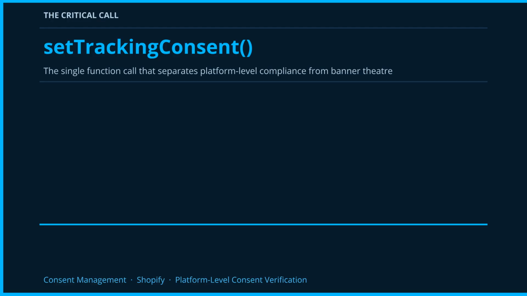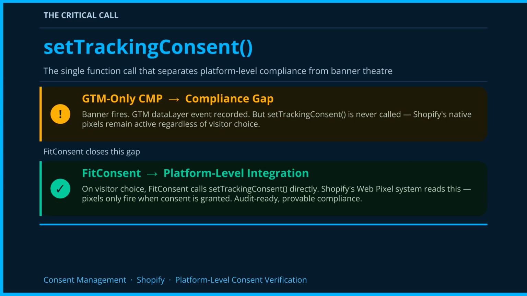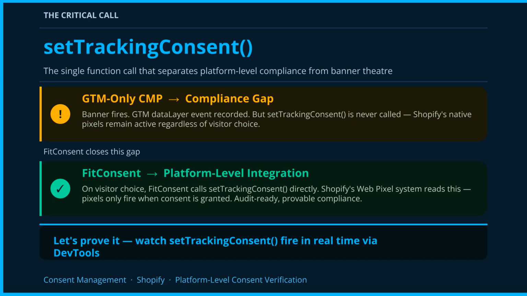Shopify's web pixel system reads directly from this API. Pixels only fire when the relevant permission has been granted here. A banner that injects GTM signals but never calls setTrackingConsent leaves a real compliance gap at the platform level. FitConsent closes that gap. Let's prove it.